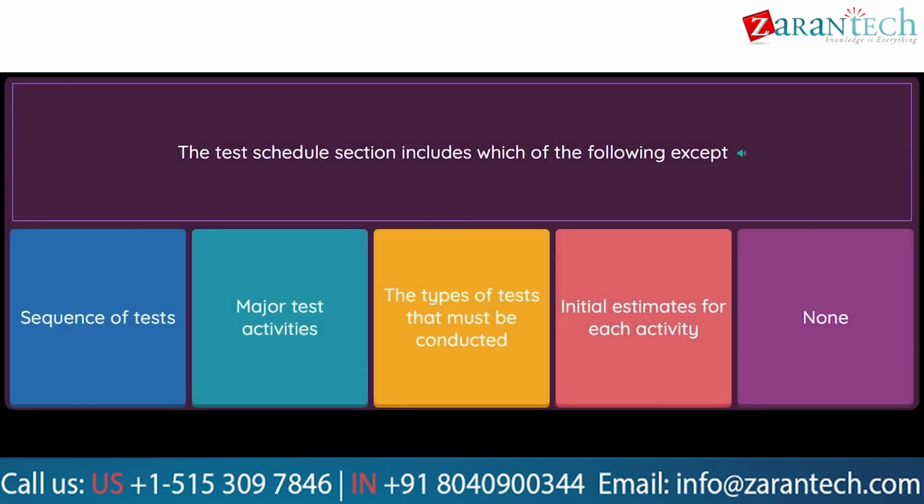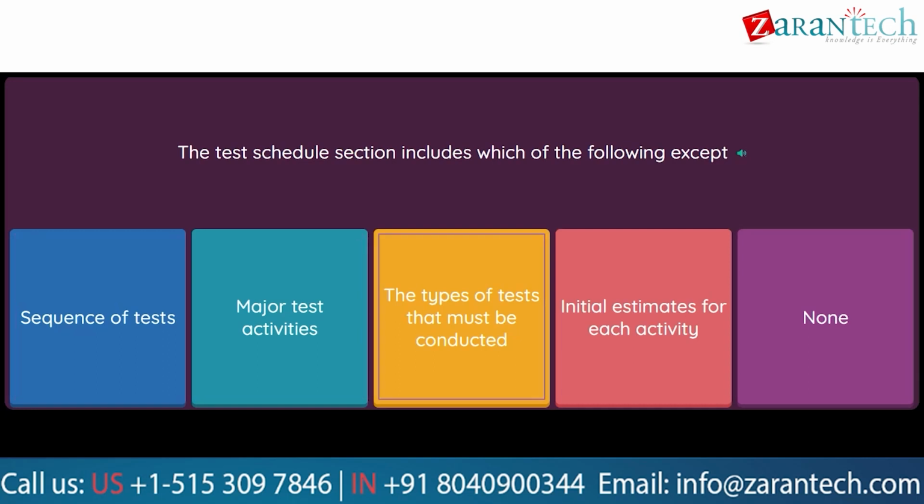Question: the test schedule section includes which of the following except Option 1 sequence of tests. Option 2 major test activities. Option 3 the types of tests that must be conducted. Option 4 initial estimates for each activity. Option 5 none.